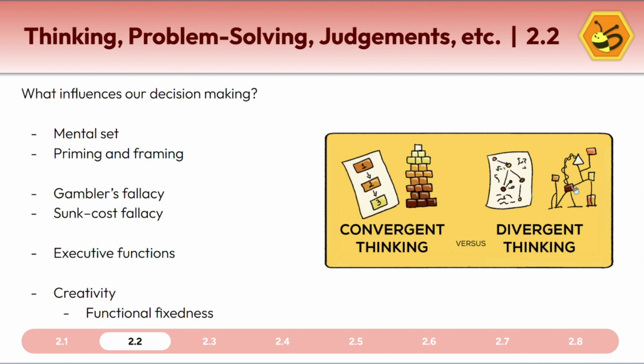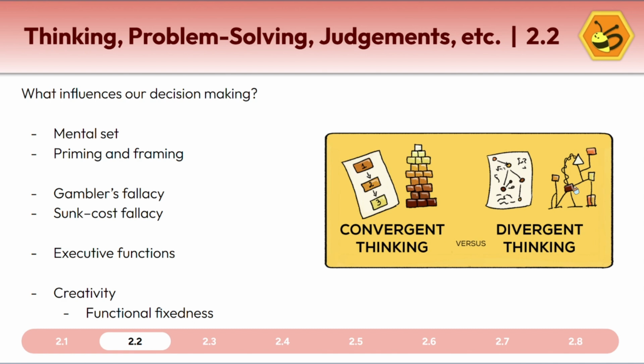Now we're going to talk about the phenomena that impact our decision making. So, mental set is the tendency for us to try solving problems using ways that worked for us in the past, even if the situation is completely different and it might not be well applicable to our current situation.